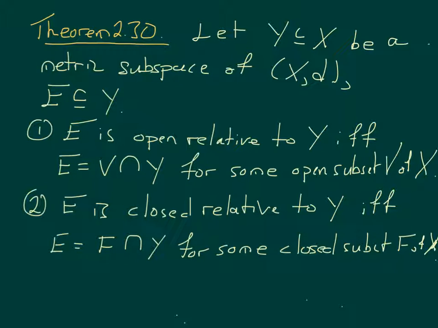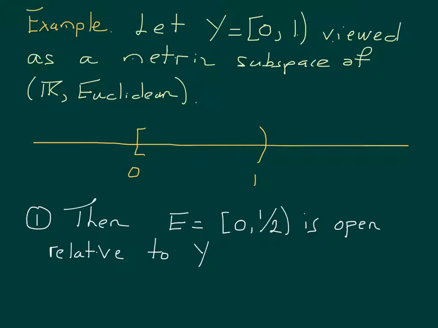Using this theorem, we want to give some examples of open and closed subsets of a metric subspace of the real line with, of course, the Euclidean metric. Specifically, let's take Y to be equal to this half open interval, closed 0, open 1, viewed as a metric subspace of the real line with its usual Euclidean metric. Here's a picture of Y sitting as a subset of the real line.